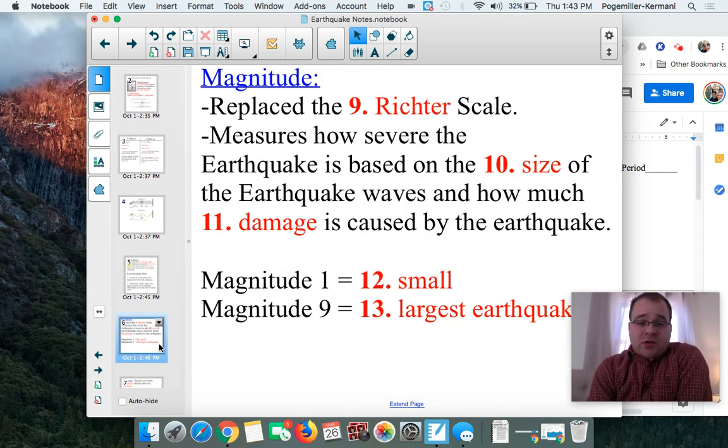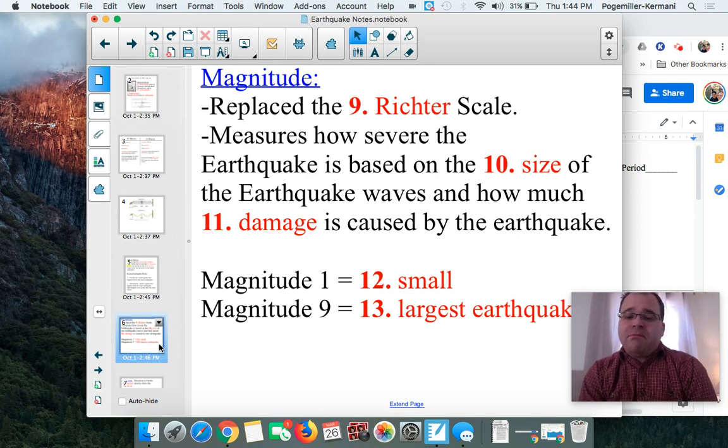Okay, so how do we measure earthquakes? Well, we measure them on the magnitude scale, which replaced the Richter scale. And when you see the word magnitude, like orders of magnitude in math, it means that something is 10 times bigger than the last number. So a magnitude 1 earthquake and a magnitude 2 earthquake, it's not that the magnitude 2 earthquake is just 2 times stronger, it's 10 times stronger. Each number you go up the magnitude scale, it goes up 10 times. So 9 isn't 9 times stronger than 1, it's immensely stronger.